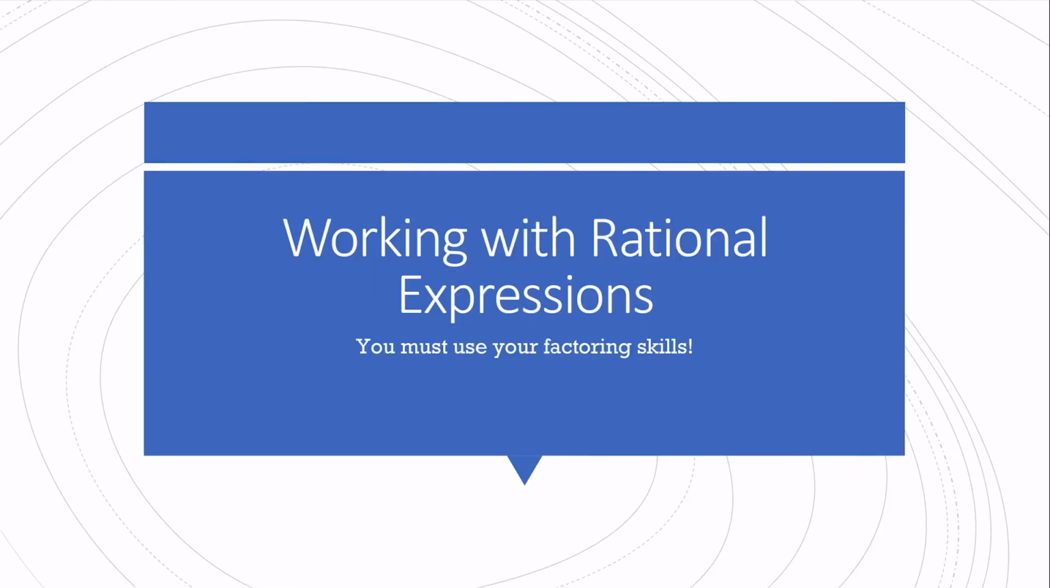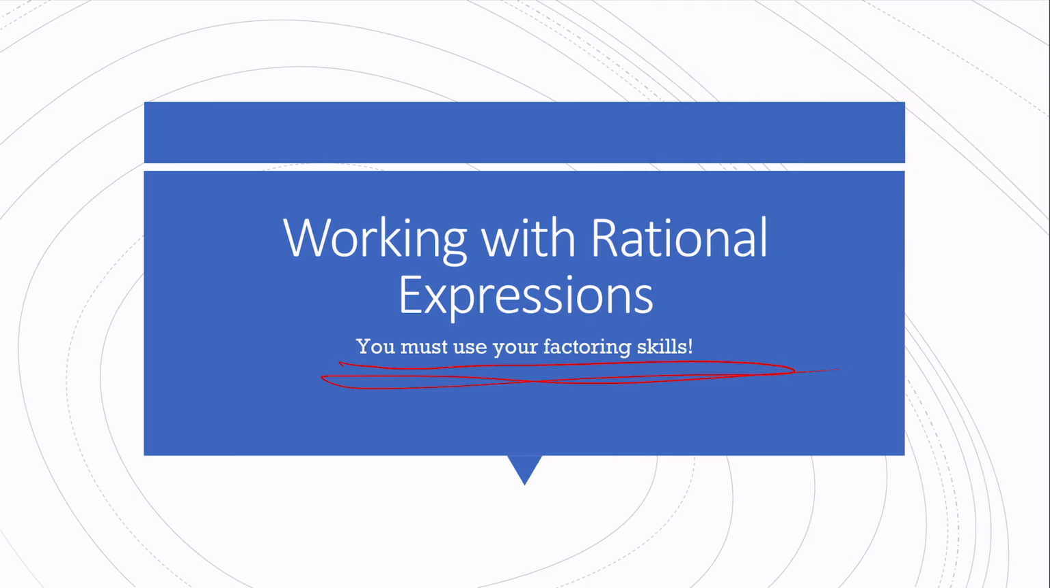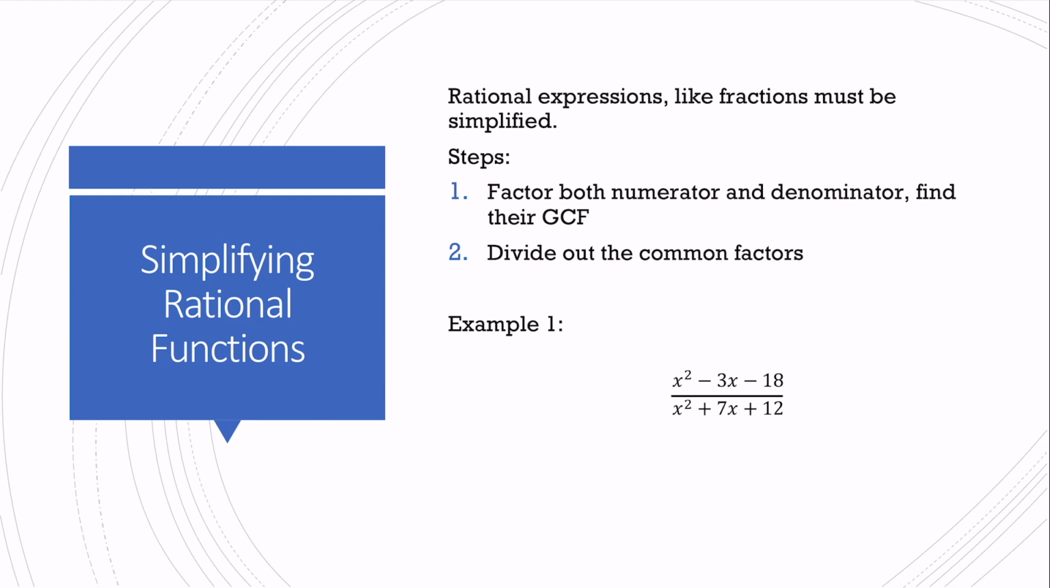So let's practice working with rational expressions. By working, I mean multiplying and dividing rational expressions. And we can't forget that we're going to need to remember all of our factoring skills, every single one. So let's go ahead and take a look at our first examples. Rational expressions, much like fractions, must be simplified. If I was told the answer was 2/4, no, I want that simplified into 1/2, right? So in order to simplify rational expressions, we need to factor both the numerator and the denominator, find their greatest common factor, and divide out those common factors.